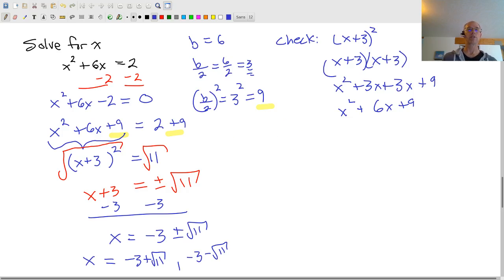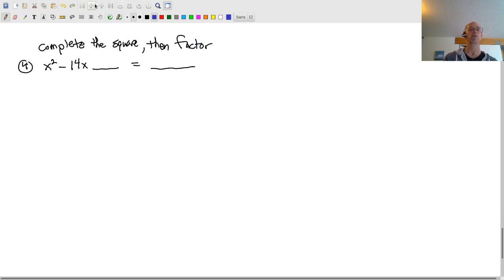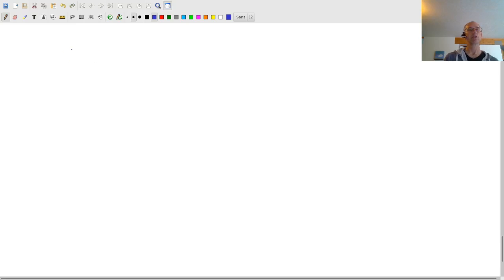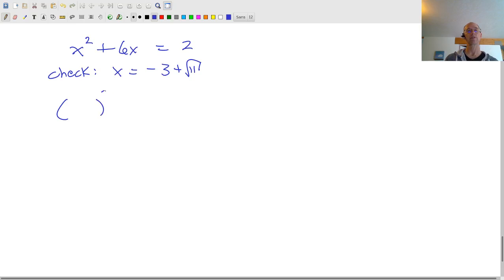So let's go to a new page to check. Always go to the original equation to check. I guess I'm going to have to add a new page after. There we go. So my original equation was x squared plus 6x equals 2. And I want to check to see if x equals negative 3 plus the square root of 11 is truly an answer. So that means I have to put parentheses where there was an x, and I'm hoping it equals 2. And inside the parentheses, I'm going to put the negative 3 plus the square root of 11.